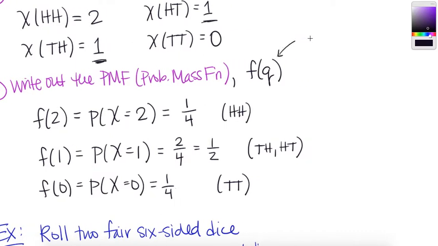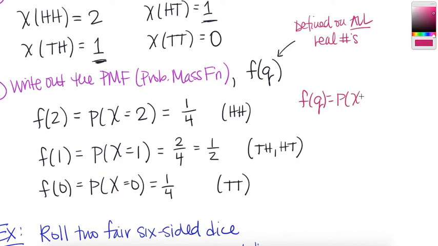And we just want to make a note here. Technically, this function is defined on all real numbers. So we can input any real number into that. So we want to have this additional condition that f of q, which remember is the probability that X equals q, is 0 if we plug in anything besides 0, 1, and 2.